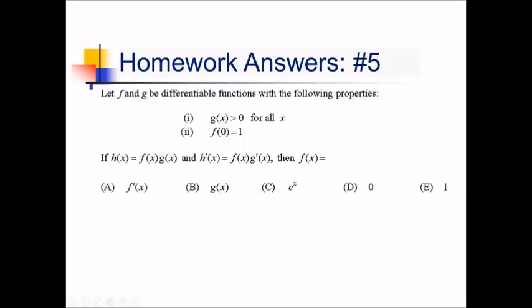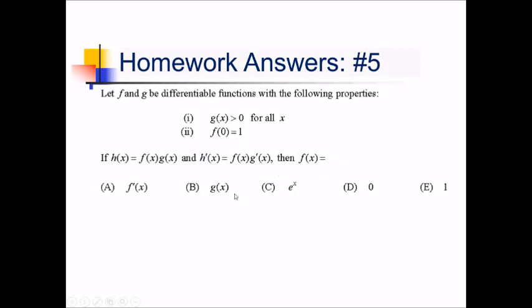On this problem, we're given two functions, f and g. We're told that g is positive for all x values, and f of 0 is 1. So you could at least use that to maybe narrow down some of the answer choices here. And then there's this crazy bunch of stuff here. h of x is f times g, h prime of x is f of x times g prime of x. And based off of all of this, they want us to tell them what f of x actually equals.